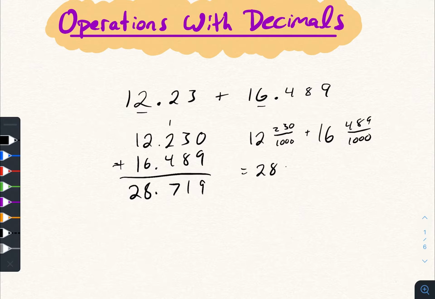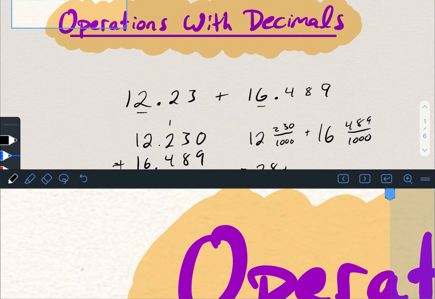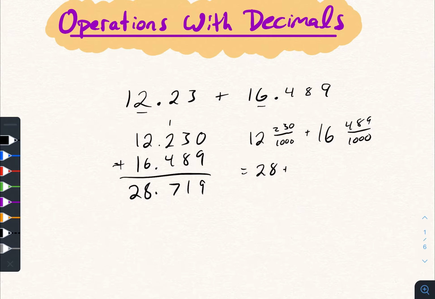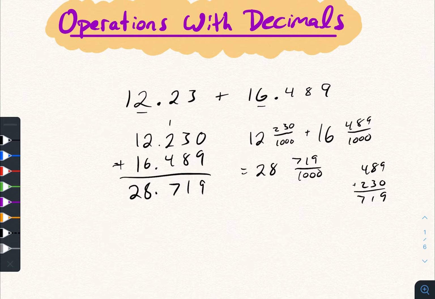So we get 28 when we add the 12 and the 16, and then we're going to get whatever 489 plus 230 is. You add that, and you're just going to get 719, similar to over here. So we'll get 719 thousandths. And so in total, you would get 28 and 719 thousandths, which is the same as this number over here, just written a little bit differently.